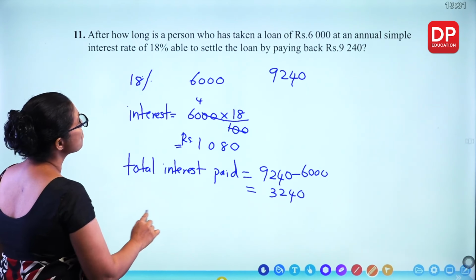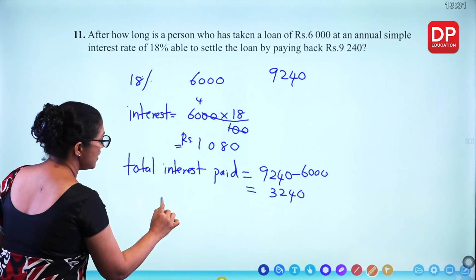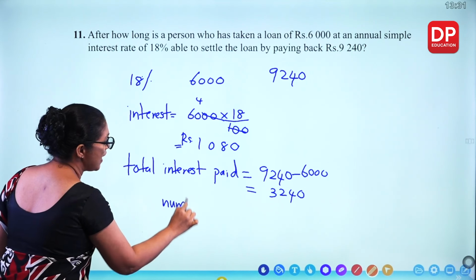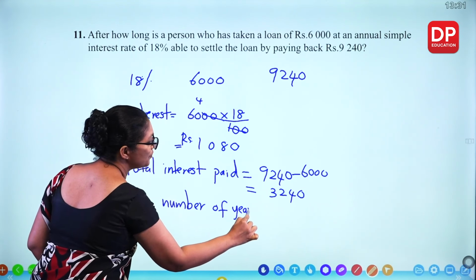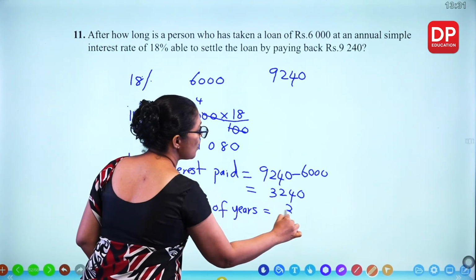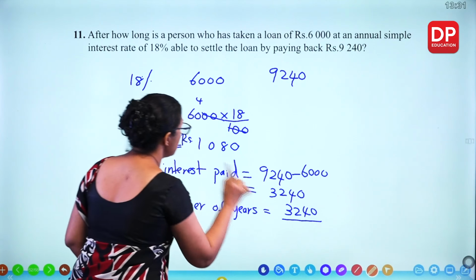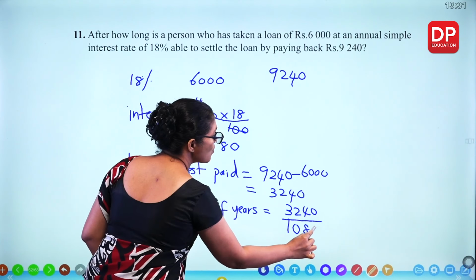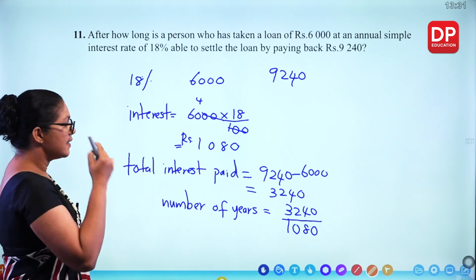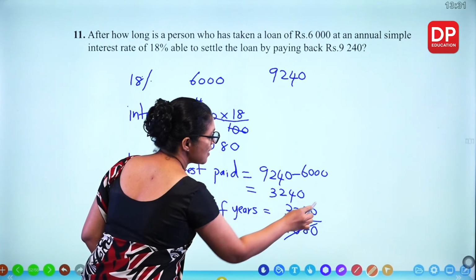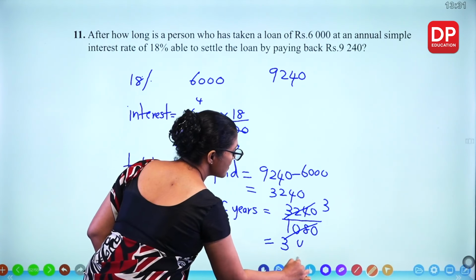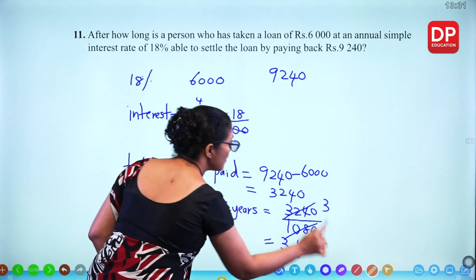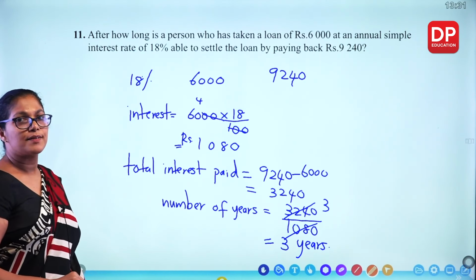So you can find out how many years he needs to take to pay it back. Number of years is equal to 3,240 divided by 1,080. So this is 3 times of this. So that means 3 years is the answer.